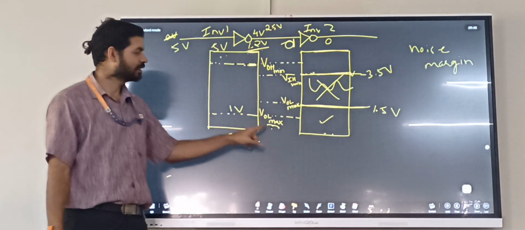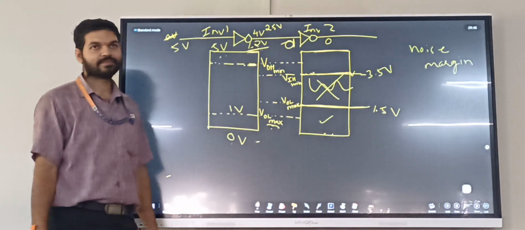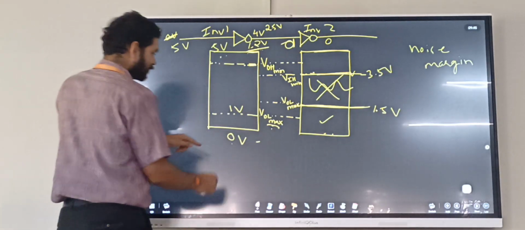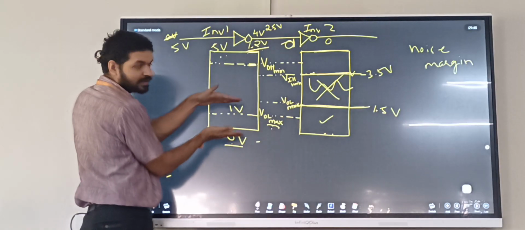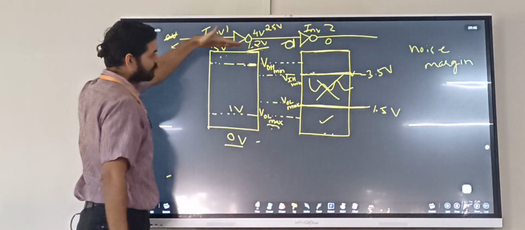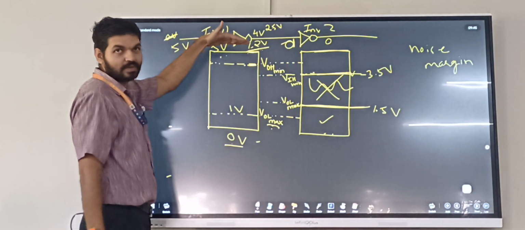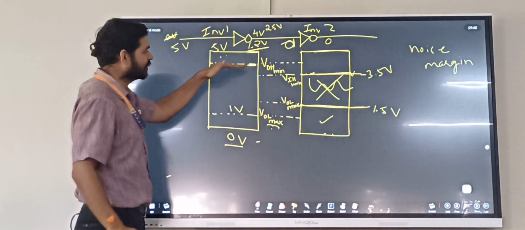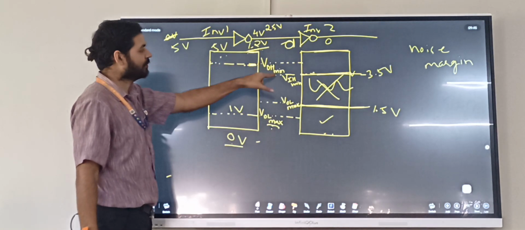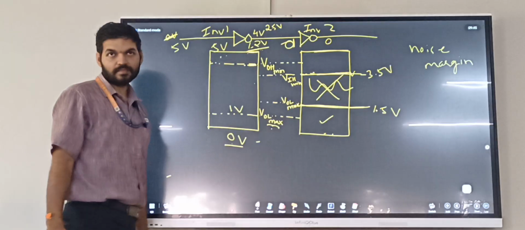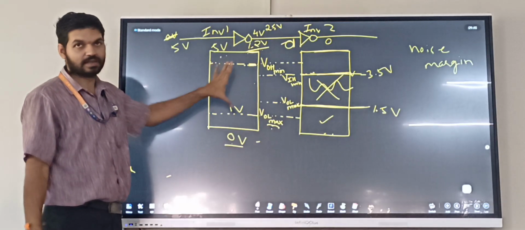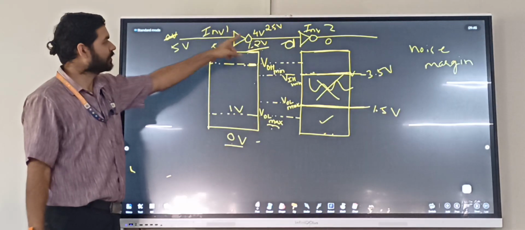That is what VOL means: the output which has to be low. It has to be low. Maximum it can rise up to 1 volt. And this is high. Okay, it should be 5 volts, but at least minimum 4 volts. So the high output should be at least 4 volts. These two are defined for inverter 1. Inverter 1 output is this.